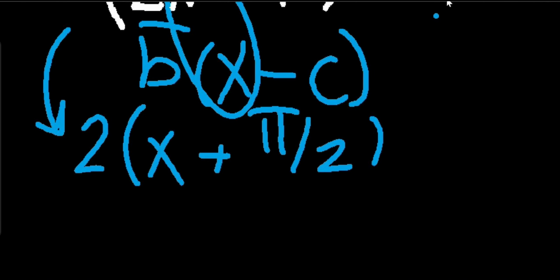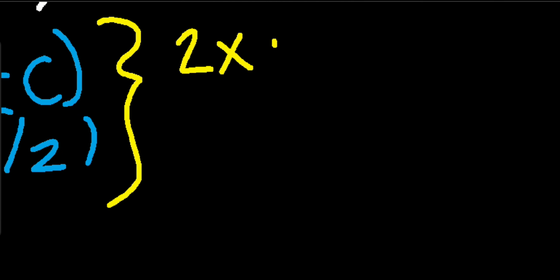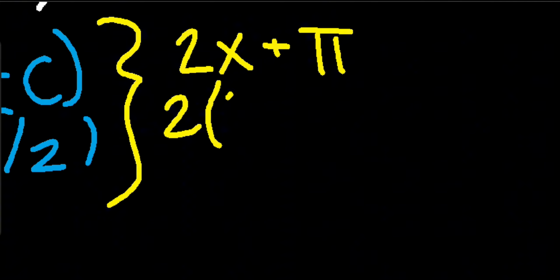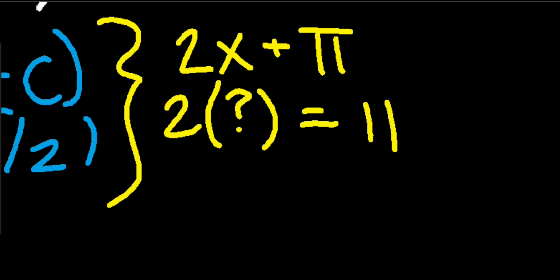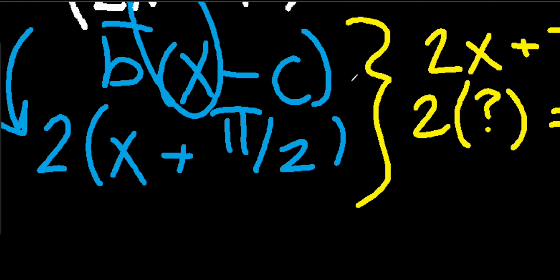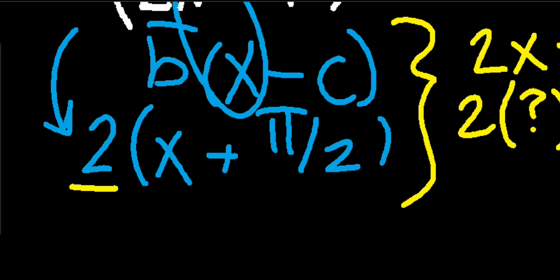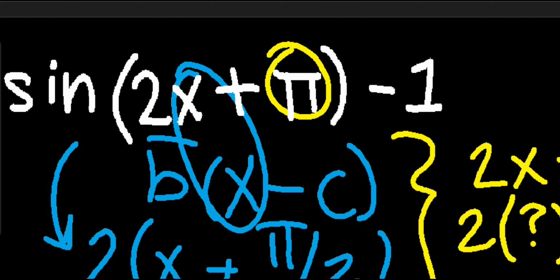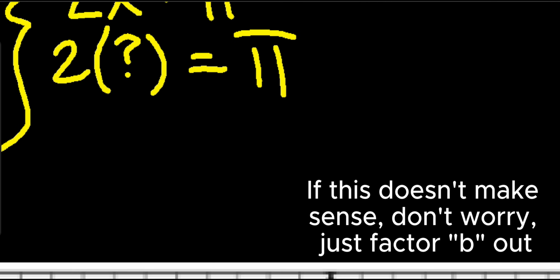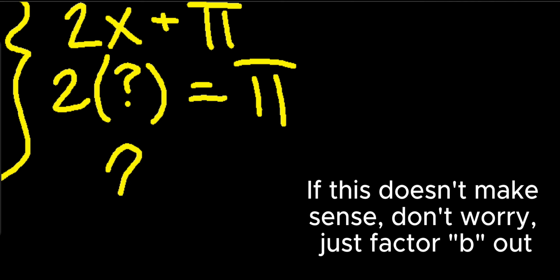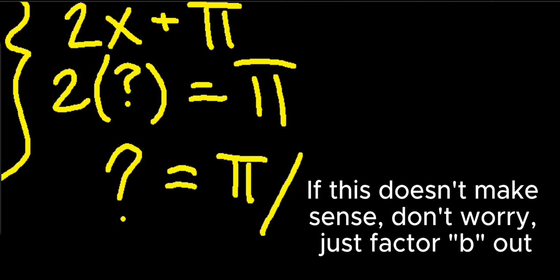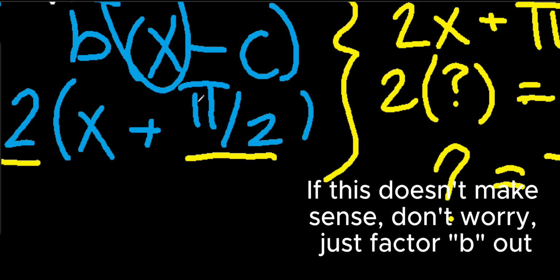Now, if you have a little trouble figuring out what you get after you factor it out, because it can be a little confusing with all the pi's and stuff, you can set up an equation like this. So we have 2x plus pi. Then you can say what times 2 will give us pi. This works because when you multiply the 2 by the pi over 2, you're supposed to get pi. So that's essentially what you're representing by this equation. So when you solve this, you'll get the question mark equals pi over 2, which is our c value.